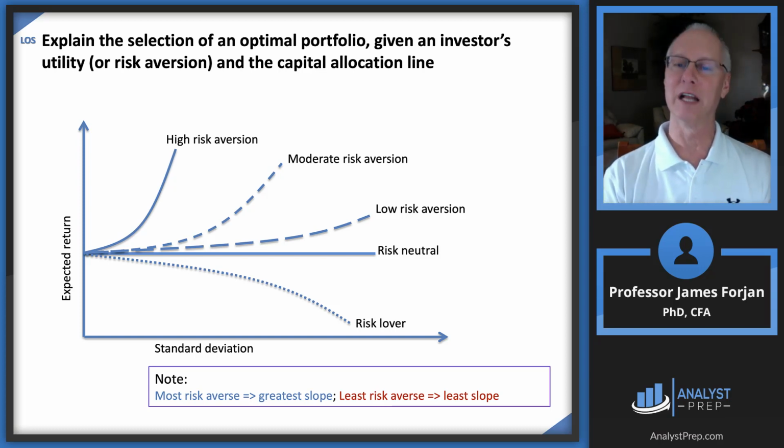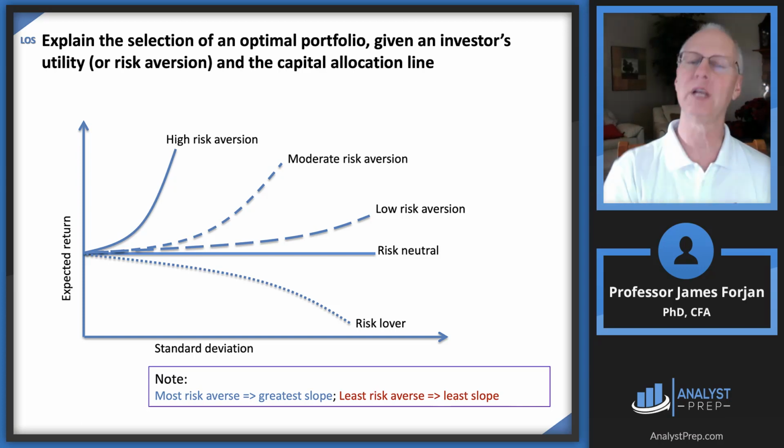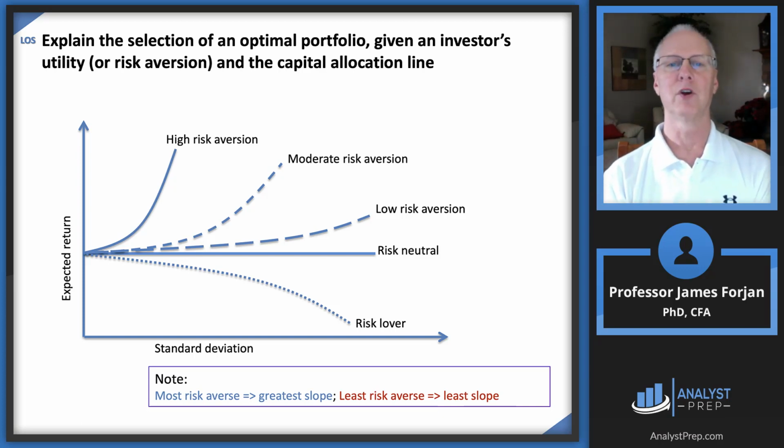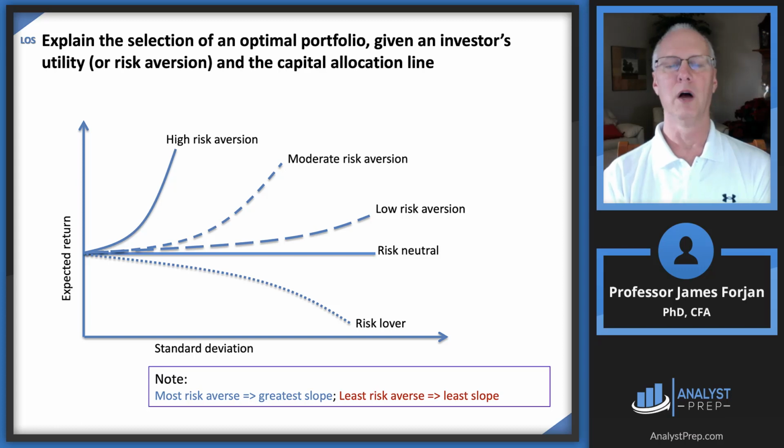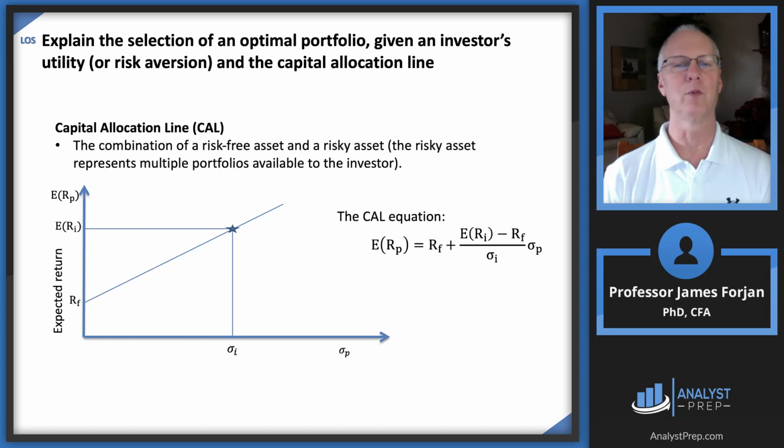And then there are different levels of risk aversion. So someone who has very high risk aversion is going to have a steeply sloped indifference curve there. That's high risk aversion. And then someone with low risk aversion, that's the dotted line right above the risk neutral, they're going to have a much more flatly sloped curve. Okay, so remember, highly risk averse investors have a steep slope. Lowly risk averse investors have flat slopes.